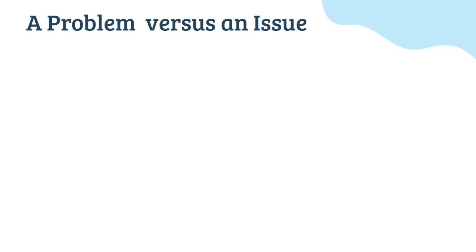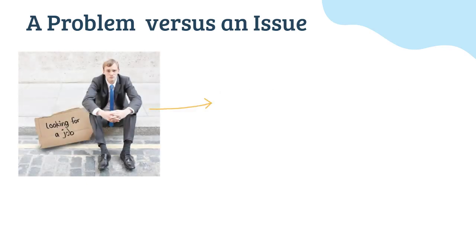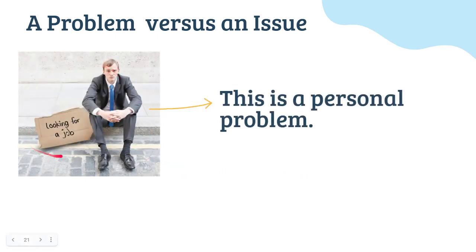Let us look at an example. Okay. In this example, in this image, you will see that this person has a problem. And what is it? Basically, he lost his job. And he is now looking for a job. So this is a problem, especially if you are a person supporting other family members. This is a personal problem because it only affects this certain individual and perhaps some members of his family.